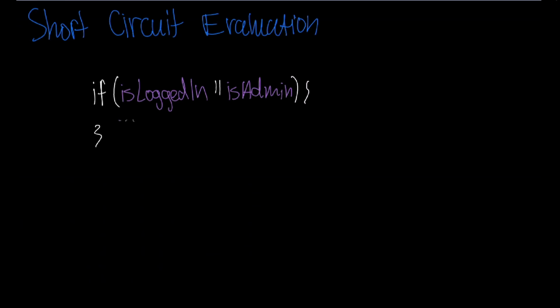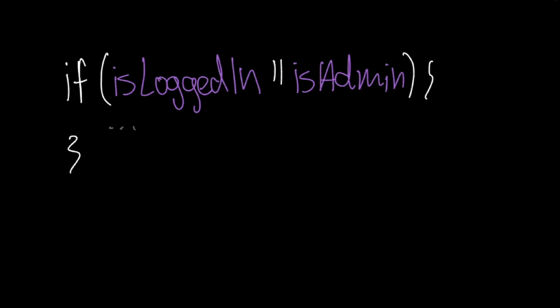Now, another idea that I want to bring up is the idea of short circuit evaluation. Most programming languages implement this for AND and OR, and it's worth understanding because it affects both performance and how you actually write your code, specifically your if statements. So let's go ahead and write something out so I can show you what I mean by this. So in this example, we are checking if the user is logged in or if they're an admin. And so you can think about how the computer is actually going to operate this. So first we're going to check, is the user logged in?